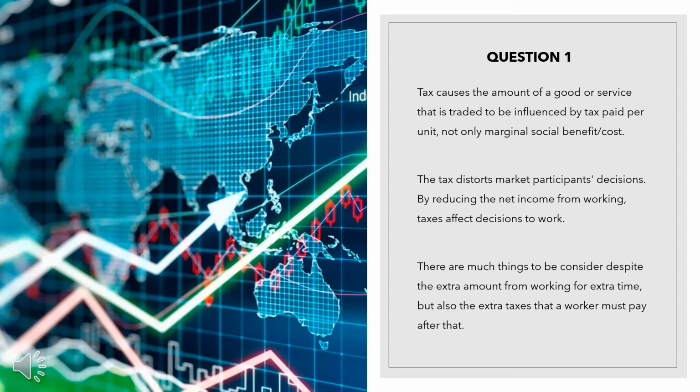As we all know, tax causes the amount of good or service that is traded to be influenced by the tax paid per unit, not only marginal social benefit or marginal social cost. The tax distorts market participants' decisions. By reducing the net income from working, taxes affect the decision to work. Thus, there are many things to be considered, despite the extra amount from working extra time, but also the extra taxes that a worker must pay after that.